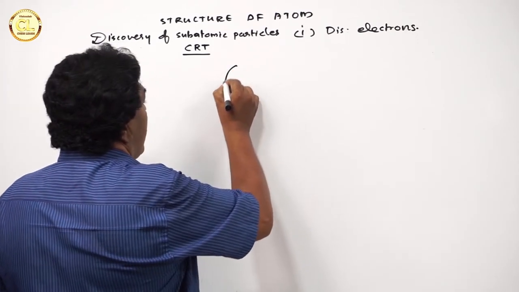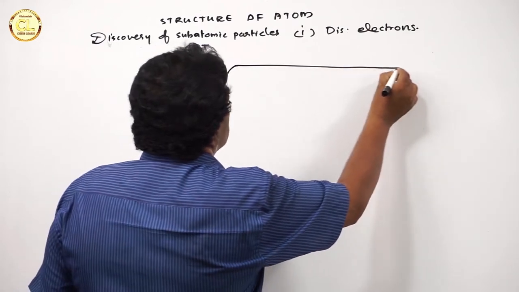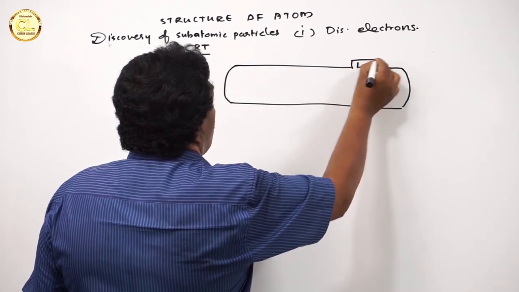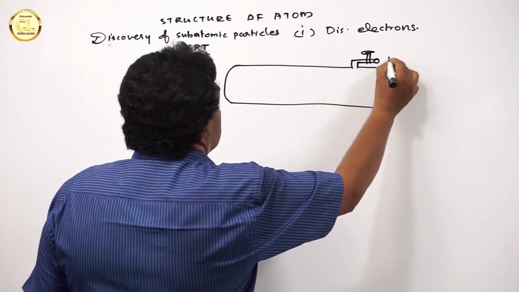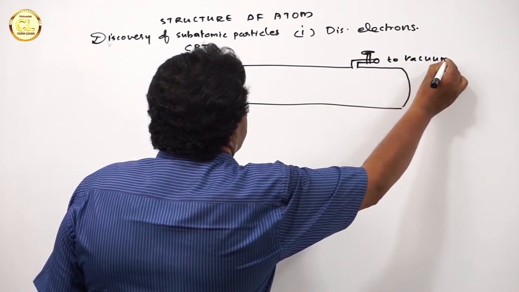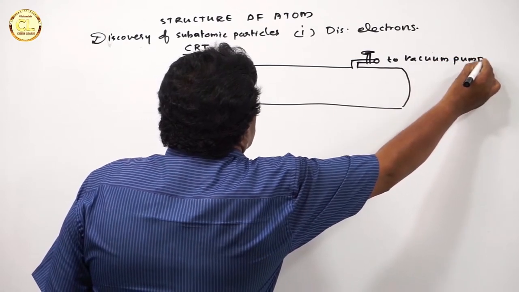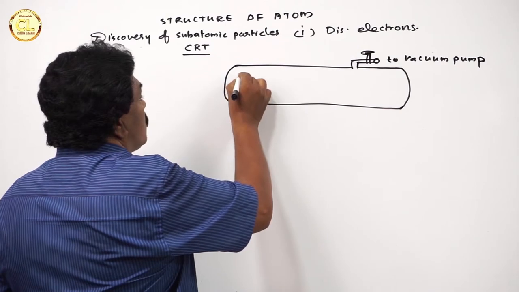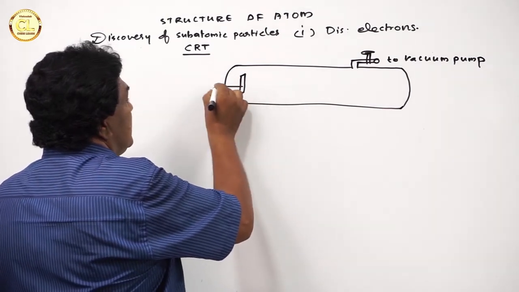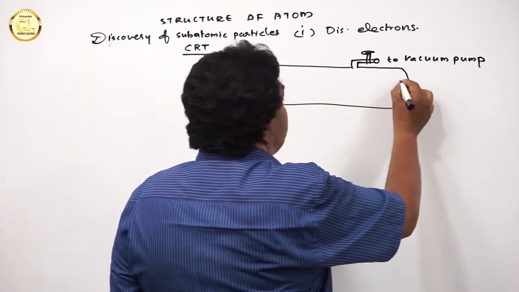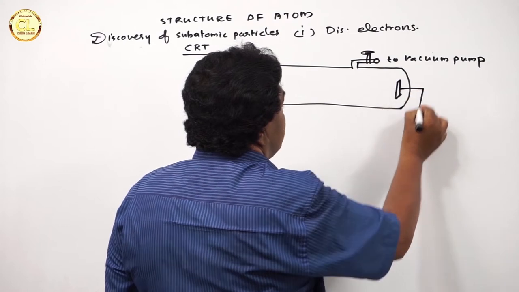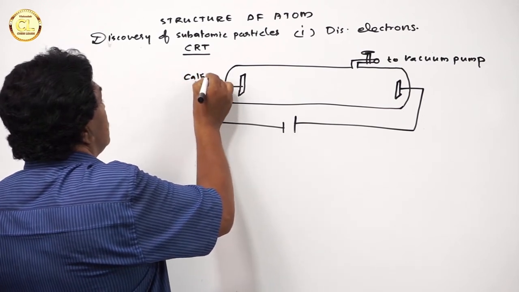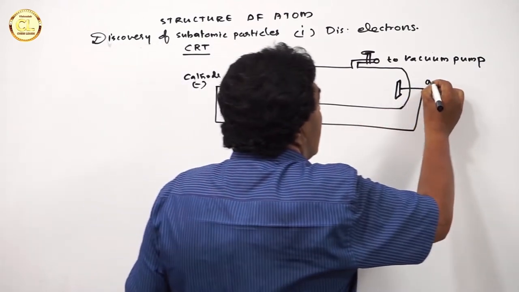The apparatus consists of a 40 centimeter long glass tube. That is what is called a discharge tube. It is connected to a vacuum pump to pump out the gas inside the discharge tube. One metal electrode is used here. It acts as cathode, and another metal electrode is used at the opposite end that acts as anode. See, this is cathode and this is anode.